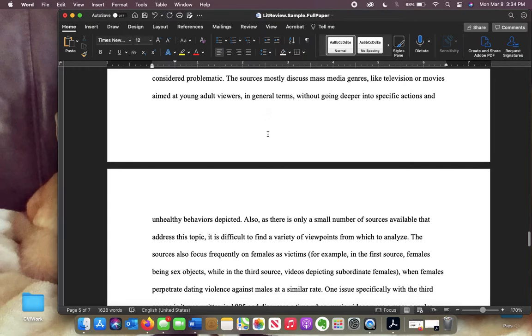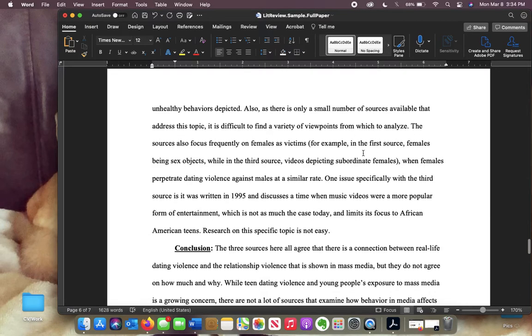They weren't very specific, and they focus mostly on females as victims, even though there is a fairly equal rate of dating violence among males and females. So I put that as an issue.